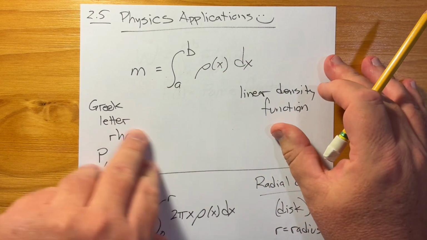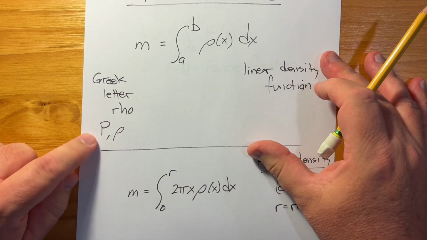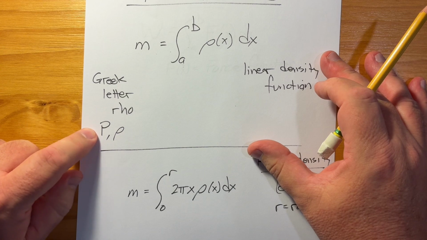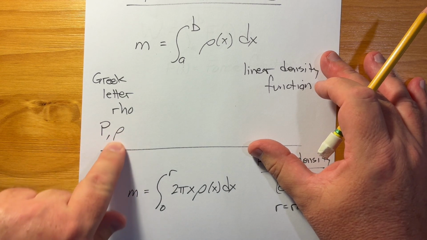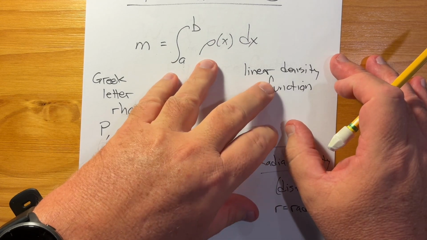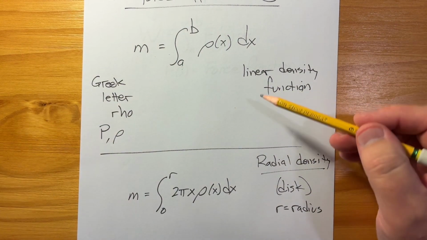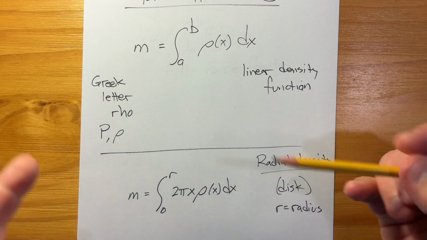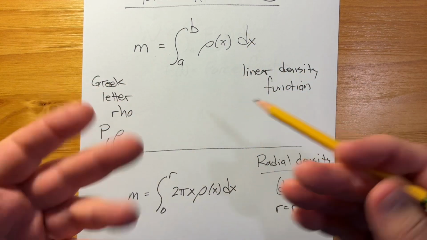And the rho, this is the Greek letter rho. So in English, the capital rho just looks like a P. The lowercase one is kind of a weird script p, but that's a rho. And we use that for density in physics. So that's the linear density function. So if you integrate the density over a distance, you get the mass.